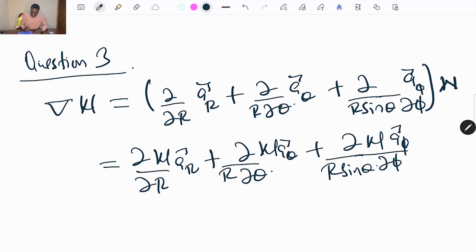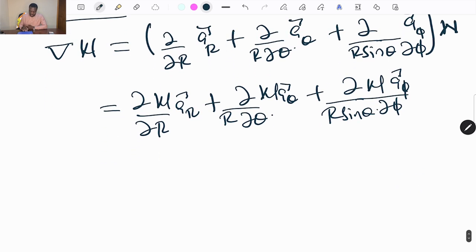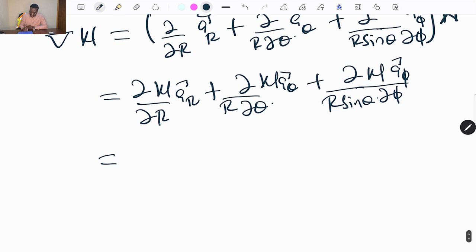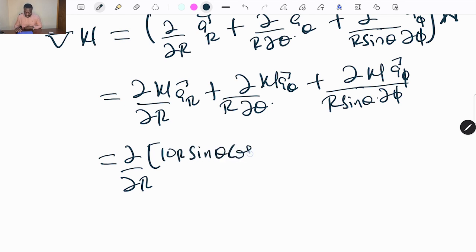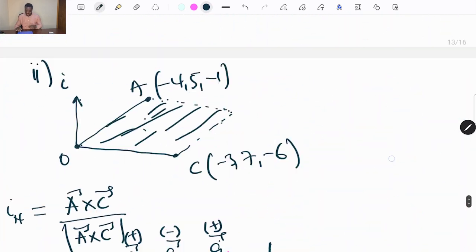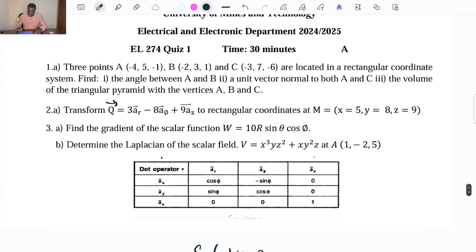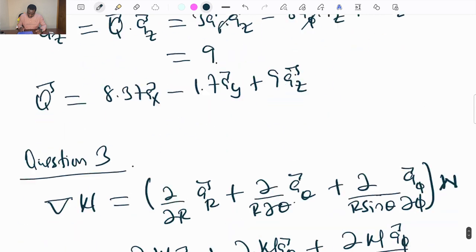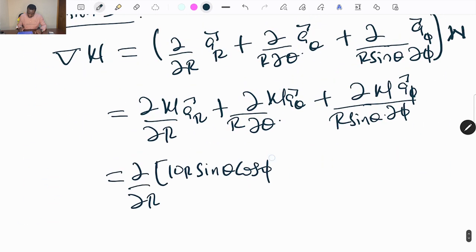So we have this. Now the next step is just mathematics. We are differentiating with respect to r. So we have our function, which is 10r sine theta cos phi. Let me make sure that's it. So yes, it's 10r sine theta cos phi. So we write this in here, and then with the unit vector we do the same thing.